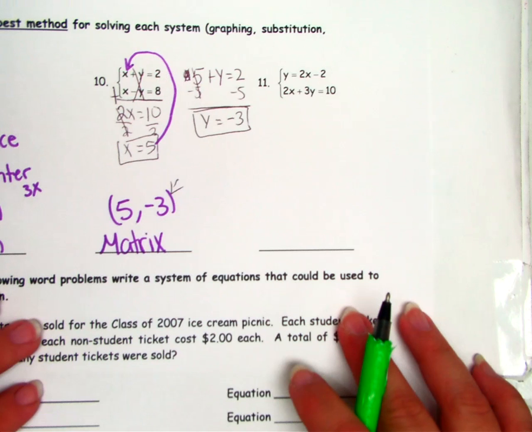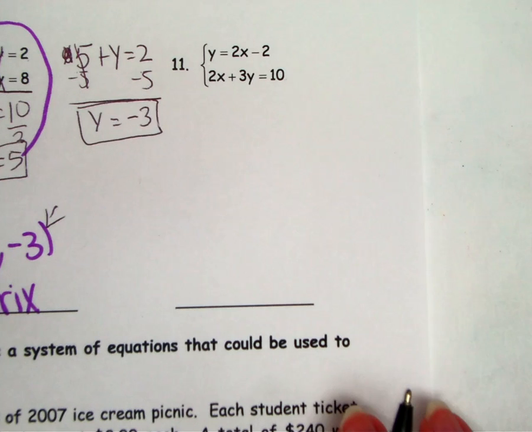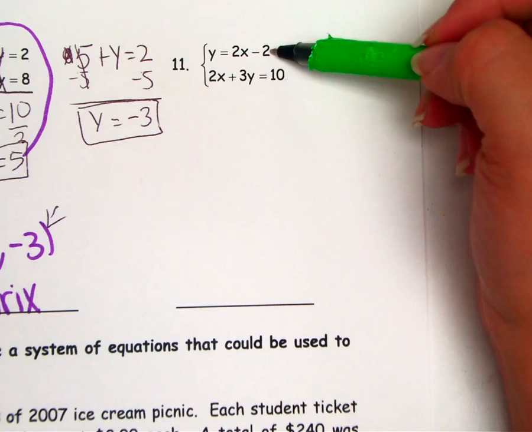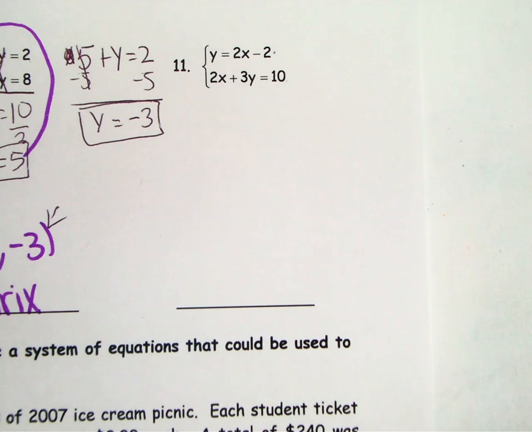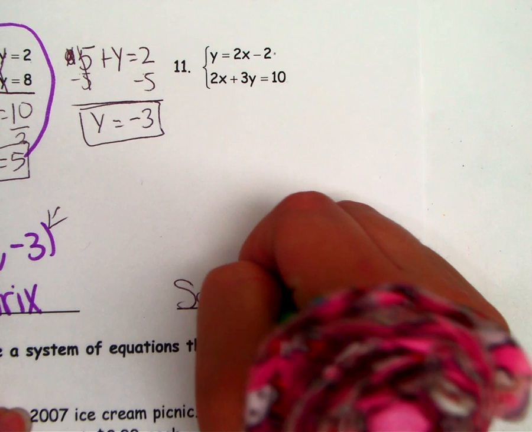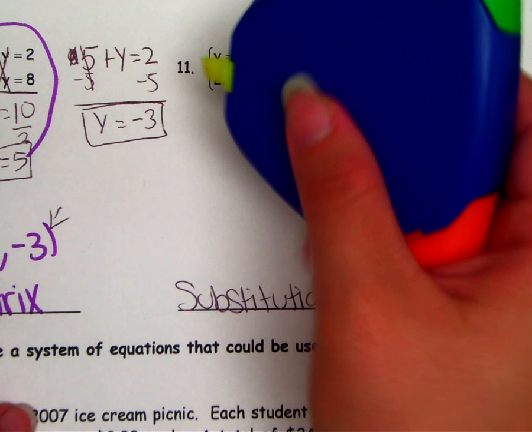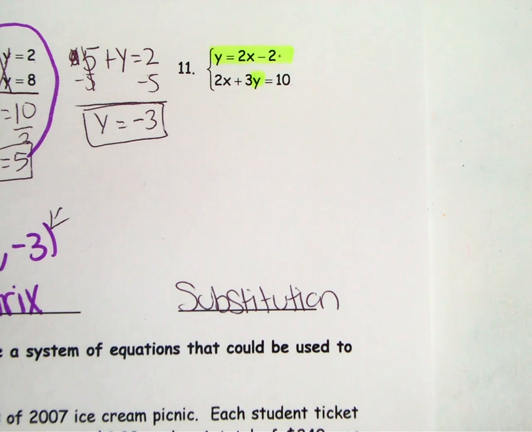Alright, last one. We notice that one equation is solved for y and the other one is not. So I'm going to go ahead and use substitution for this problem. So we know that y is equal to 2x minus 2. So everywhere there's a y, I'm going to put a 2x minus 2 in.